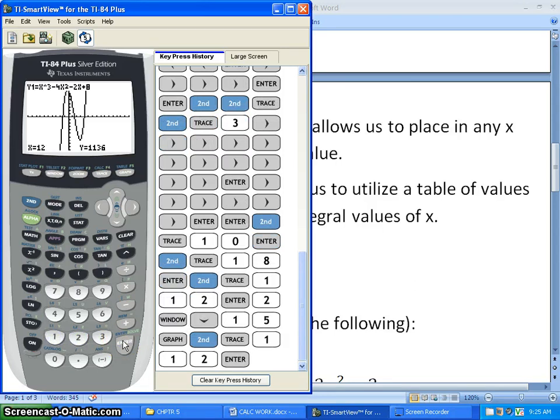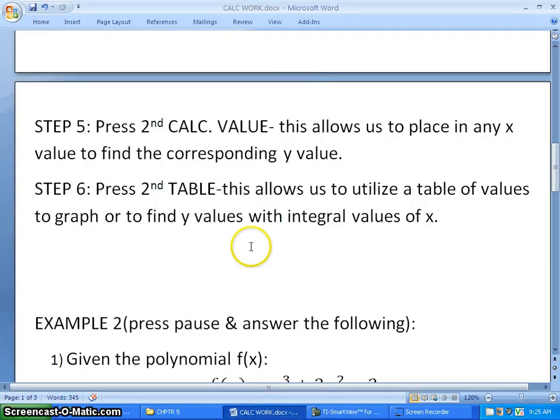So utilizing the window button will help you modify your window according to the value that you want to find. You can modify it to the left by doing smaller values of x. You can modify it upward by working on y maxes, and go downward by doing y mins lower than negative 10. The last thing I'm going to do in here is just utilize my table.